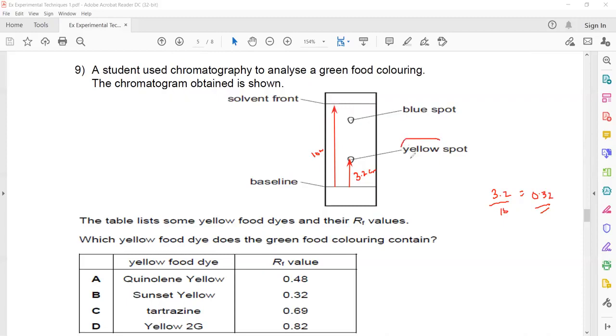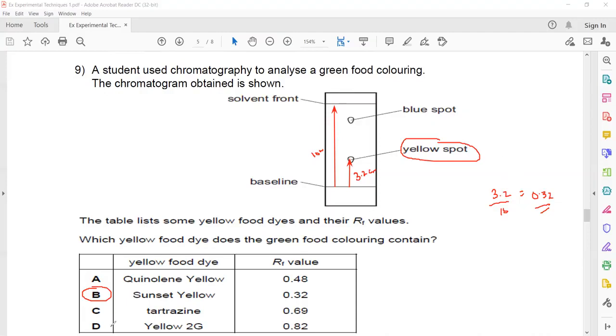They're asking for the yellow spot. So to calculate for the yellow spot, distance moved by the spot divided by distance moved by the solvent. And when you work out the values, it will come out as B. So in question 9, B is the right answer. Is it clear? Using a ruler or a scale, you have to measure these distances.